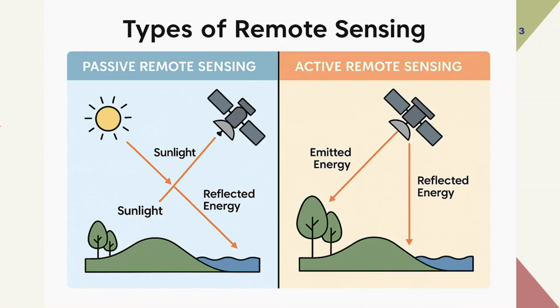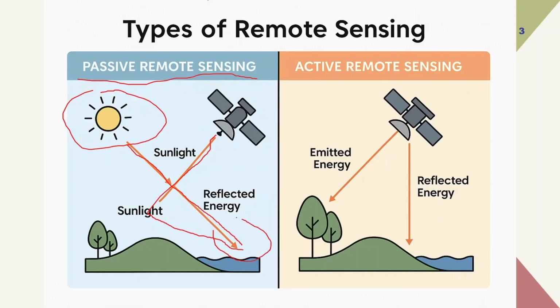A typical example, let's look at this image over here, as it is going to help us a lot. You have passive remote sensing. Here is the sun. The sun emits rays onto the earth, and they are reflected. As it is reflected, the satellite captures it, so it captures the water body.